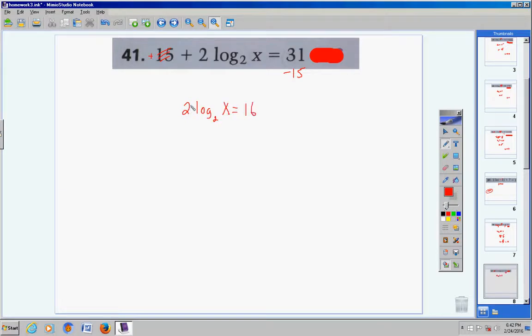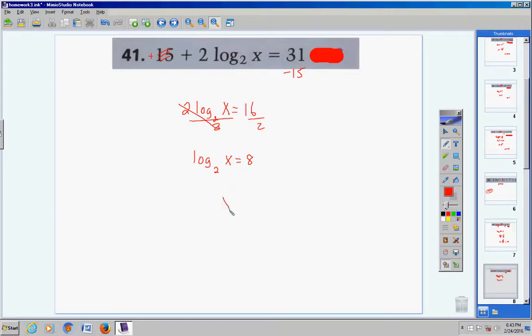Next, divide both sides by 2 to get rid of this 2. And that leaves us with logarithm base 2 of x equals 8. Now, the logarithm is finally isolated. So moving on to step 2 now. We're going to write this exponentially.